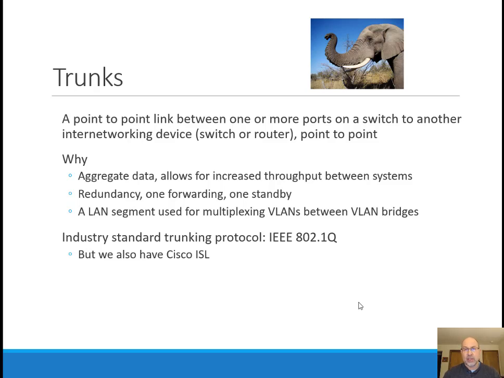Now, trunks need a trunking protocol to convey the VLAN information. And so the industry standard trunking protocol is IEEE 802.1q. So that whole discussion about VLANs includes the tagging and, I think I mentioned it earlier, the priority in there. Now, another trunking standard out there is Cisco ISL, and I'll show you a slide about that, but not very many folks use that. Most of the time, you're going to see 802.1q.